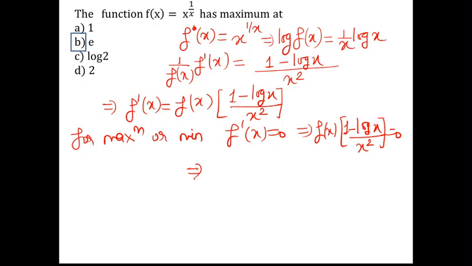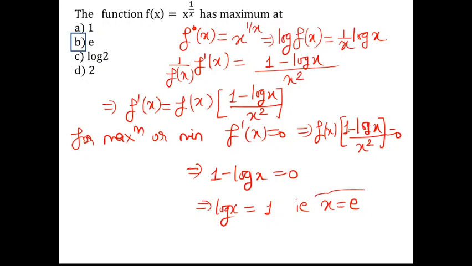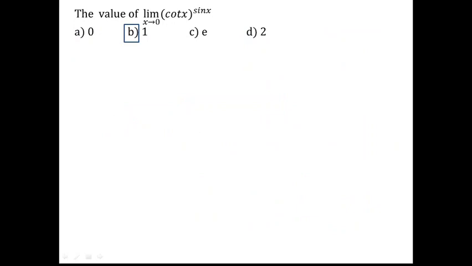So this gives rise to 1 minus log x is equal to 0, and solving this for the value of x, you will find log x is equal to 1, and as we want to find x, so x is equal to what? e raised to the power 1. So x is equal to e is a point where this function has a maxima. So out of the given choices, we find B as the correct one. Now let's have the next question.